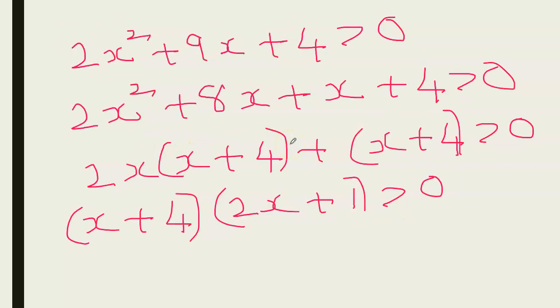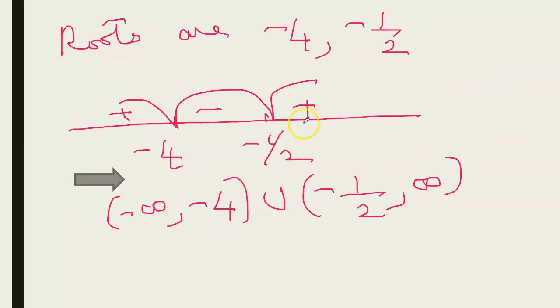And what the question is, it is greater than 0. When is it greater than 0? Minus infinity to minus 4 not including minus 4, union minus half to infinity not including minus half, because we have strictly greater than 0.